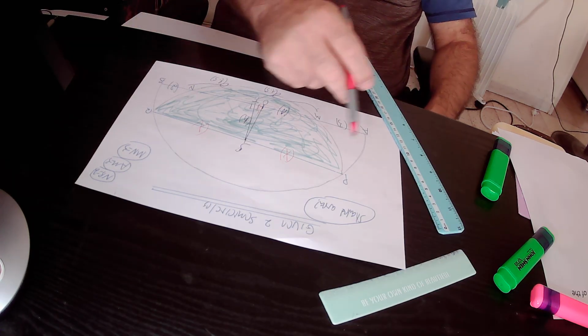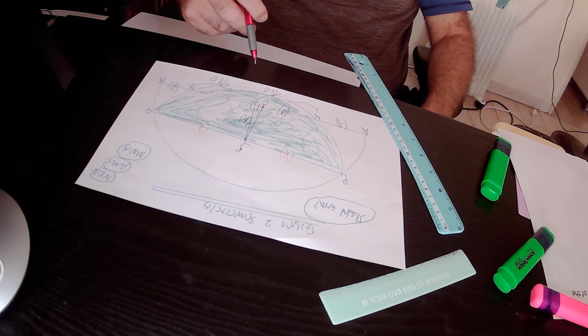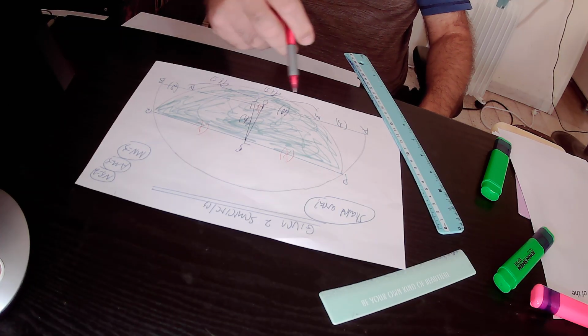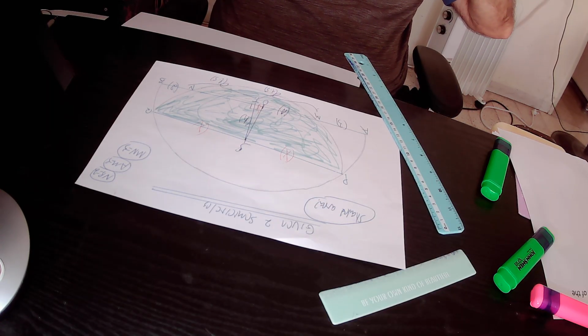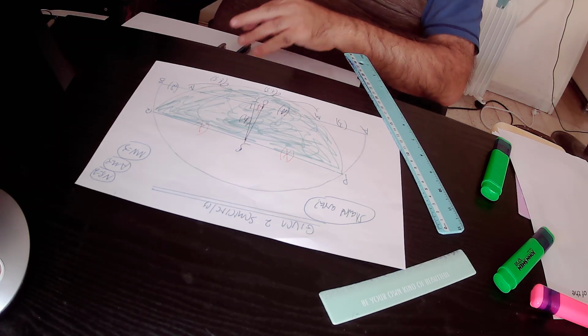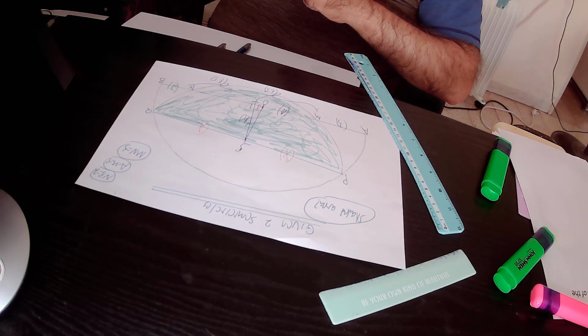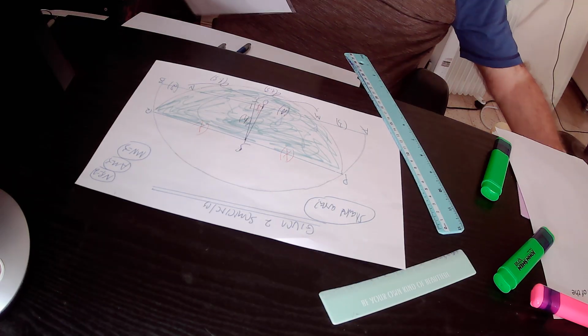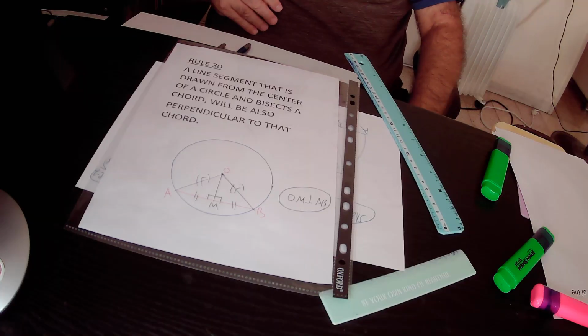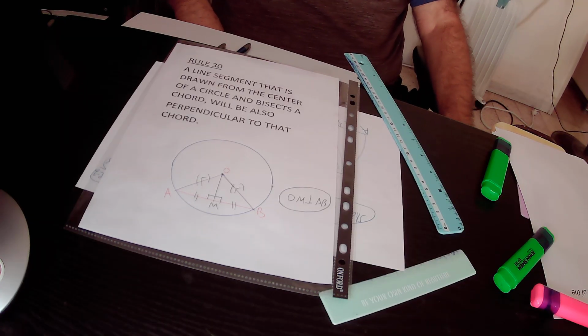So from the center of this big semicircle, we have line segment OS that bisects chord PQ. And now, from the center of a circle, when we have a line segment that bisects a chord, the line segment must also be perpendicular to that chord according to rule 30. According to rule 30, a line segment that is drawn from the center of a circle and bisects a chord will also be perpendicular to that chord.